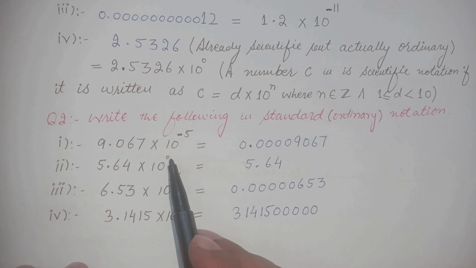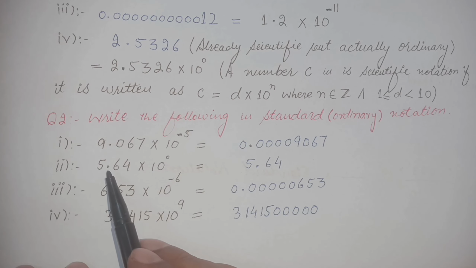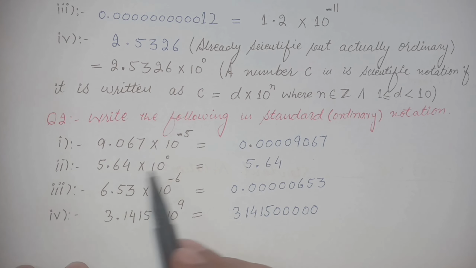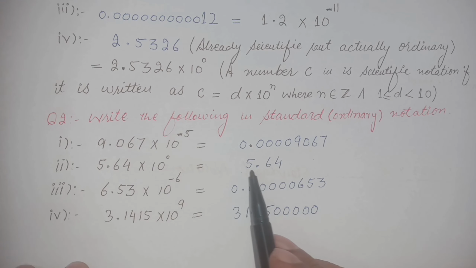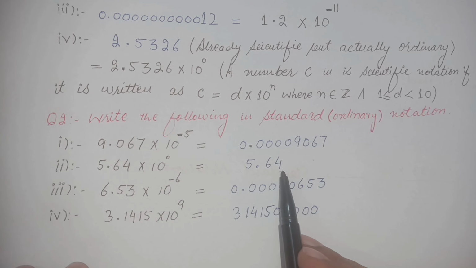5.60 into 10 to the power 0. So the decimal will neither move towards right nor towards left. This notation is in scientific notation and this notation is in ordinary notation.